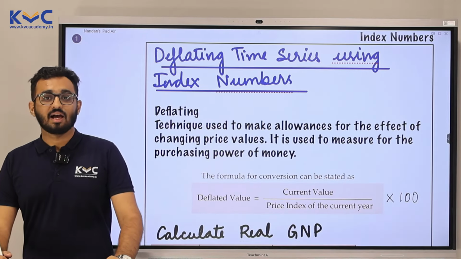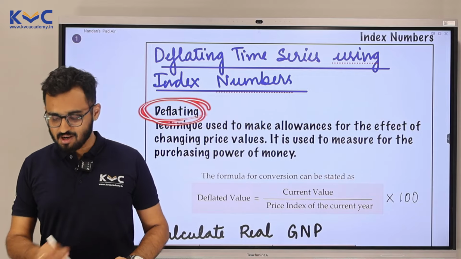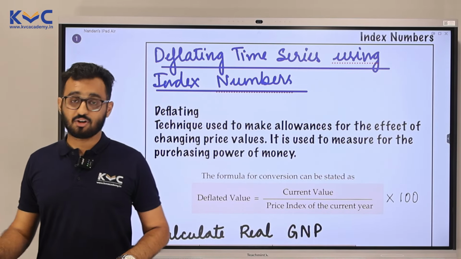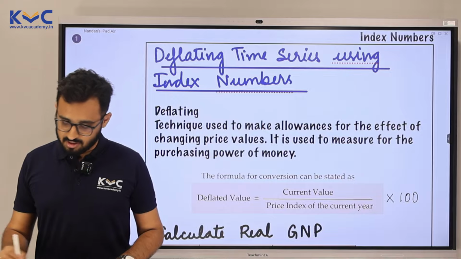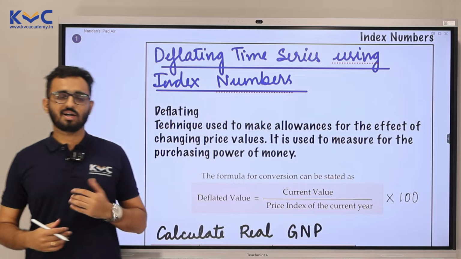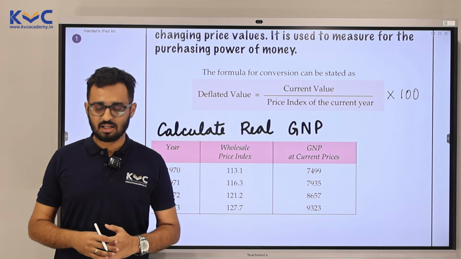Okay, deflating time series using index numbers. Now what is this? Deflating is the technique used to make allowances for the effect of changing price values. It is used to measure the purchasing power of money. So what is happening here? Let's take an example. I'll be able to explain it very easily for you.